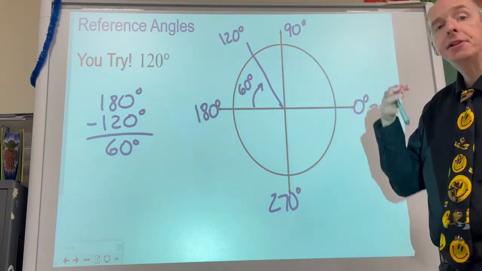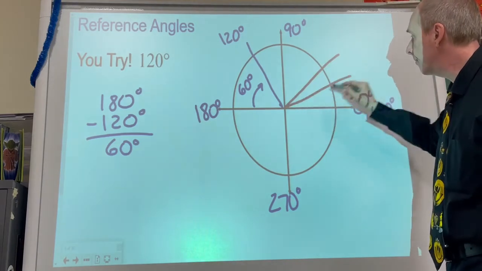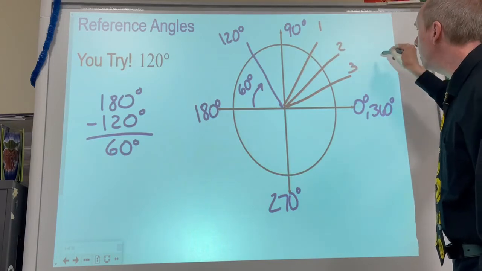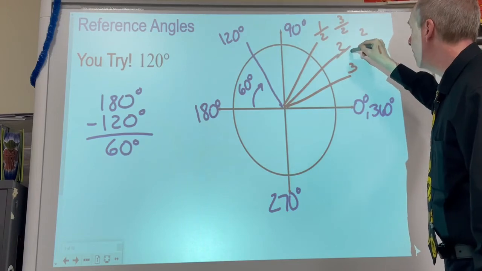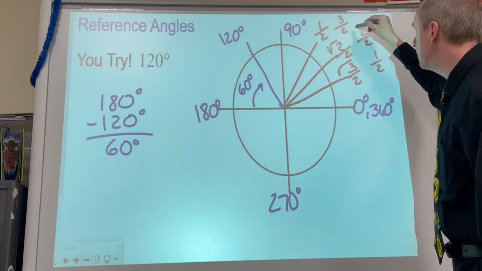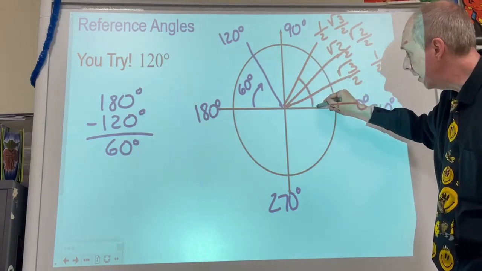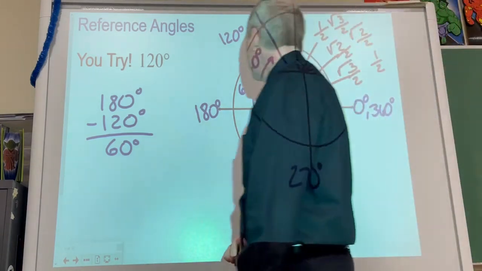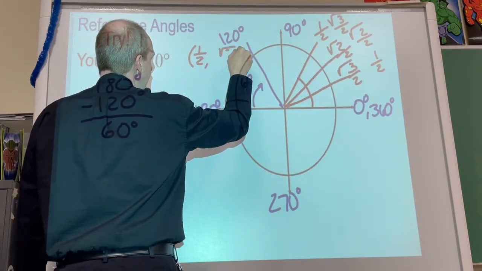So let's go back to the ones that we know by heart. We've got 45, we've got 30, and we've got 60. 1, 2, 3, 1, 2, 3. Everything is over 2, and then we take our square roots of the tops. So, which ones? Oh, 60. That's this, right? So, 1/2 and radical 3 over 2.